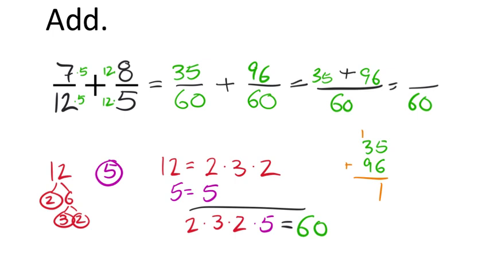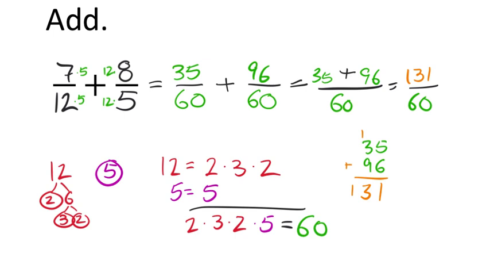Now 1 plus 3: 1, 2, 3, 4, and then plus another 9: 4, 5, 6, 7, 8, 9, 10, 11, 12, 13. So 131. So we end up with 131 pieces that are 60th size pieces.